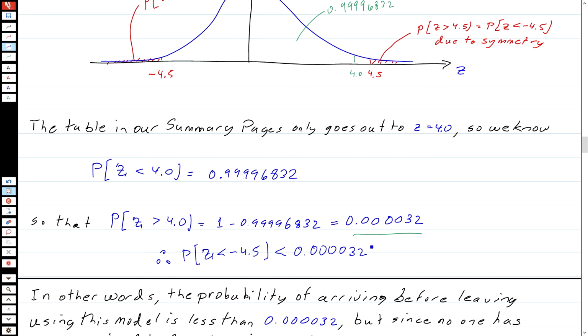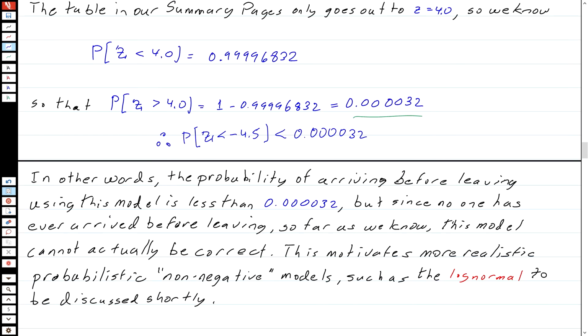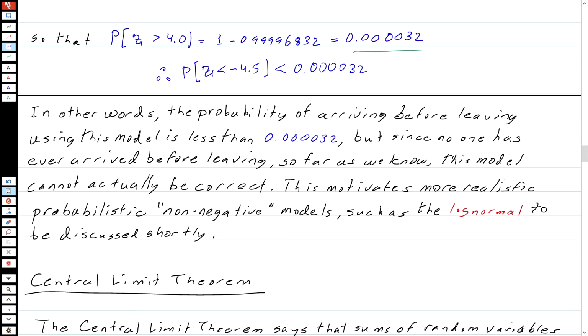Nevertheless, this is non-zero, and in all of our years of history, we've never seen somebody arriving before they leave. So we know that this is probably wrong. I say probably because we don't know for sure; we haven't looked for all of time. But it suggests that we should use a non-negative model for travel time, and we're going to look at one shortly called the log normal distribution.